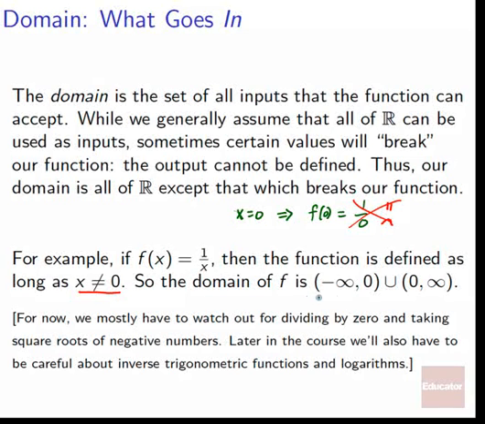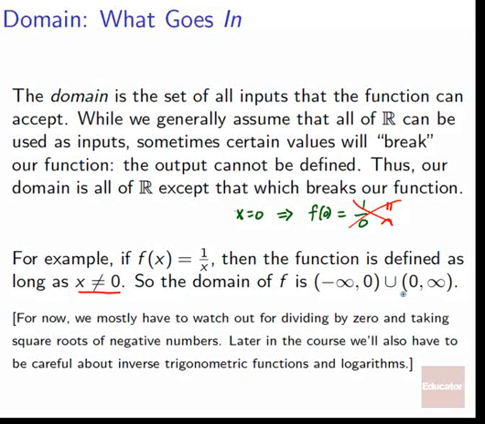So the domain of f, to show all numbers except 0, is everything from -infinity up to 0, not including the 0, and then union with everything from 0, not including the 0, to infinity. That's just another way of expressing all of the real numbers with the exception of 0.